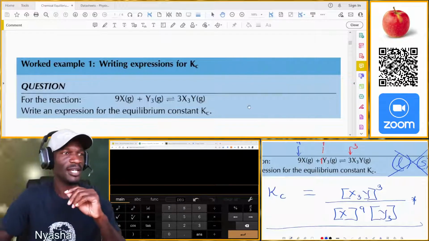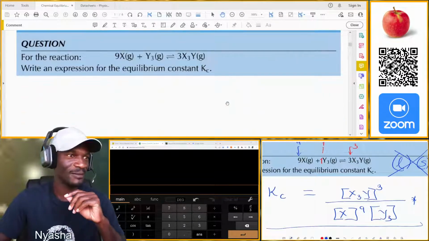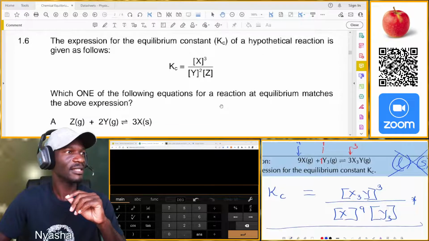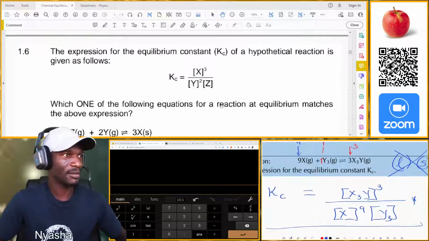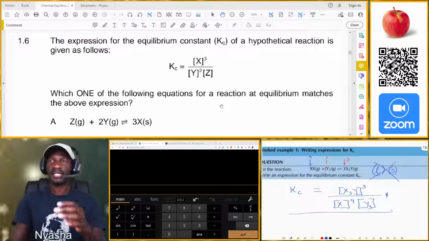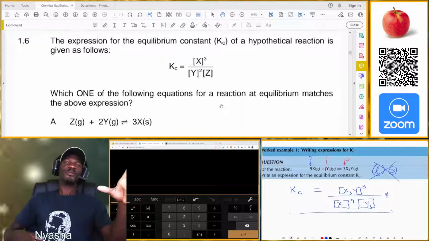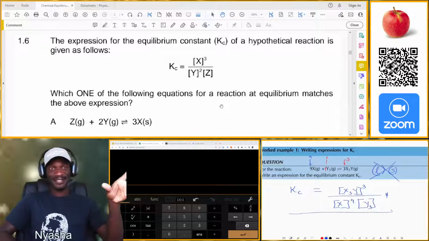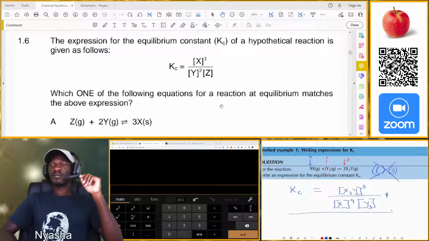I'll give you a second to respond to this question. Right, the second question is from an exam paper. You can find out which exam paper it is. It's recent, in the past 3 years. So the question reads as follows.